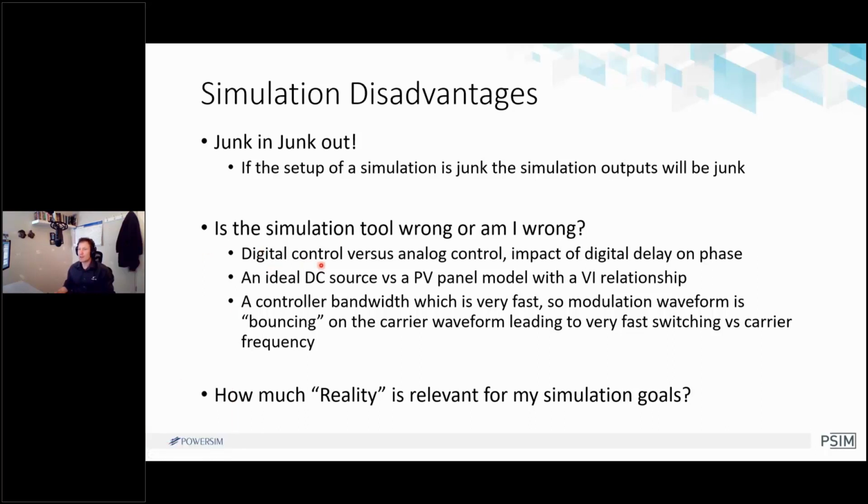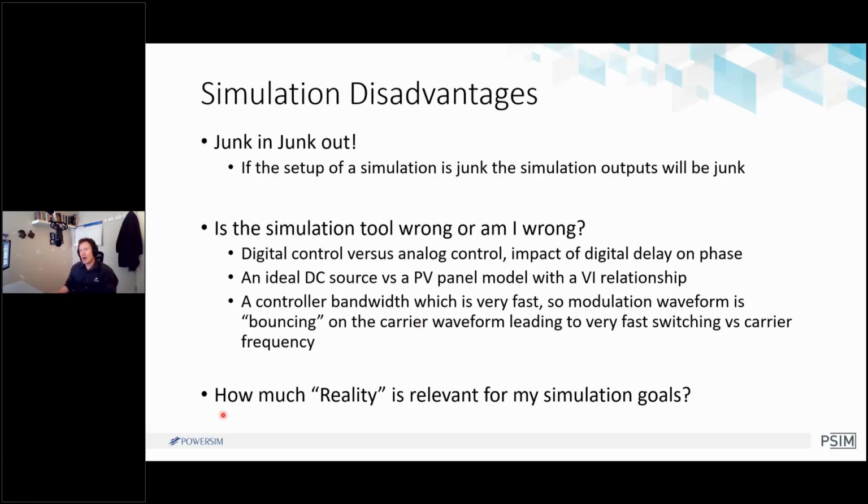We've got digital control versus analog control, impact of delay. These are some typical things I see that people don't respect. That's digital control versus analog control. That's ideal DC sources versus a real DC source, in this case like a PV panel. Controller bandwidth: people designing controllers and not really getting what's happening. Having a controller bandwidth which is incredibly fast, you'll end up with a stable system, quote unquote. And we'll look at that in a second here.